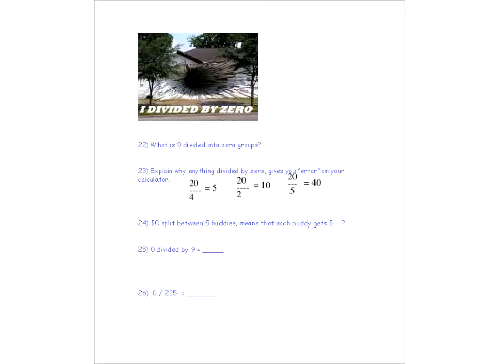Okay, in this situation, the answer is 0. You can take 0 and divide by another number, and that will give you 0. But you can't divide by 0. So just remember that phrase.